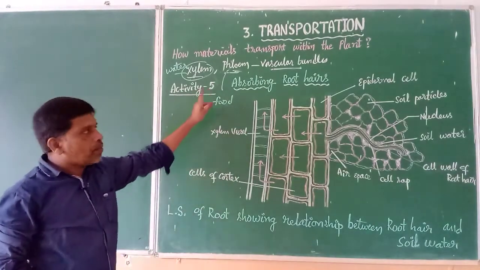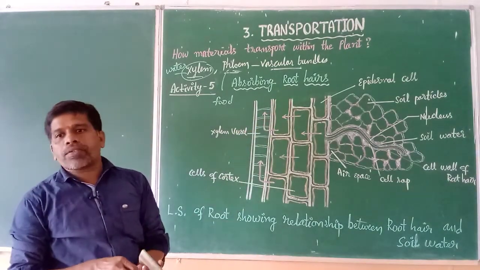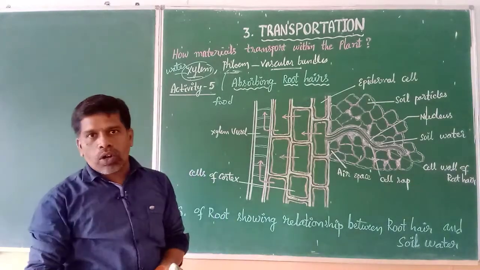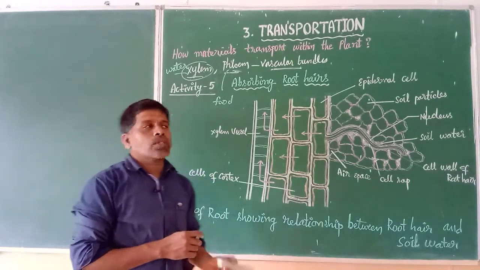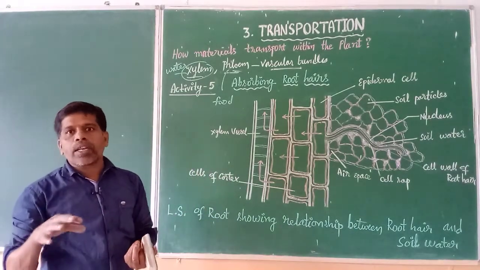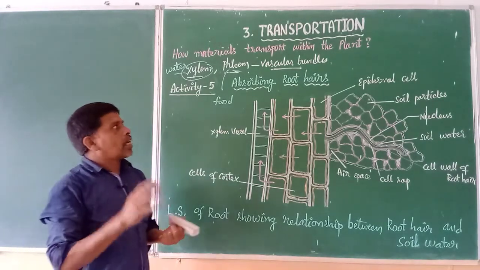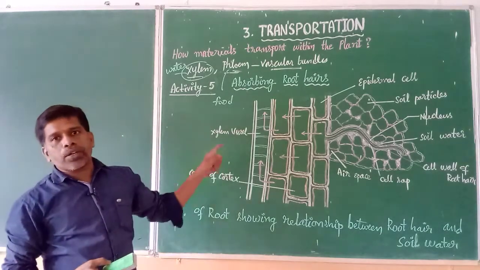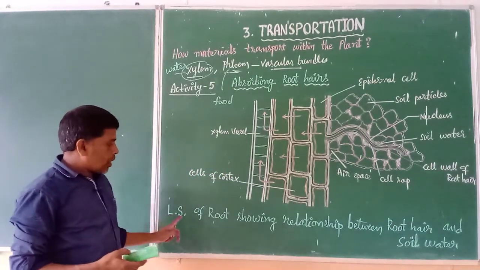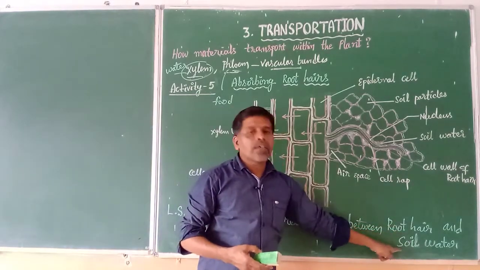So activity number 5, absorbing root hairs. What is the main function of the root hairs in the plant body? The root hairs are not only helping in fixing the plant strongly into the soil, but they also help in absorbing water. Whenever we water the plants, the minerals present in the soil get dissolved in the water, and that water and minerals are taken up into the plant body. That can be explained by this diagram: LS, longitudinal section of the root, showing the relationship between the root hair and soil water.